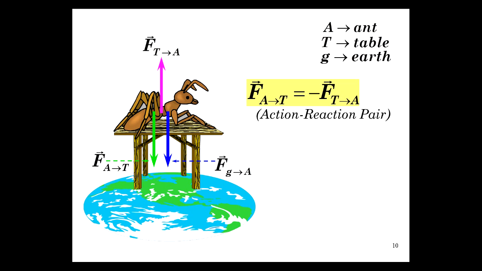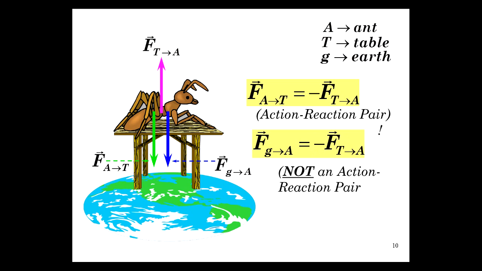Now we also have force of gravity on the ant. Notice that that's the same size as the force of the ant on the table, etc. Same size, different force. Actually, that's the force that causes, subsequently, the ant to press against the table. But still, it's a different force. Force of gravity on the ant is equal to the negative of the force of the table on the ant. That's true. This force is equal and opposite to this force, but they are not action-reaction pairs.